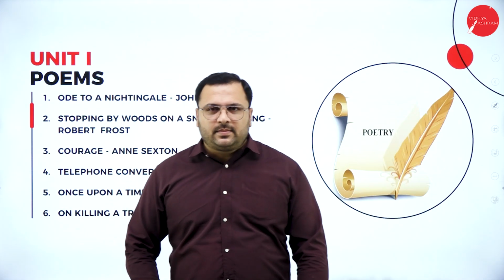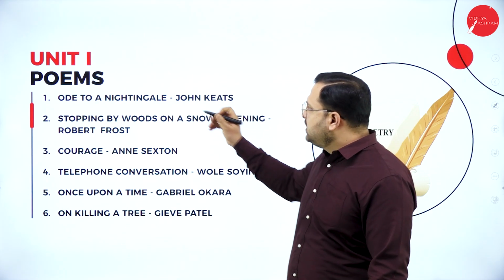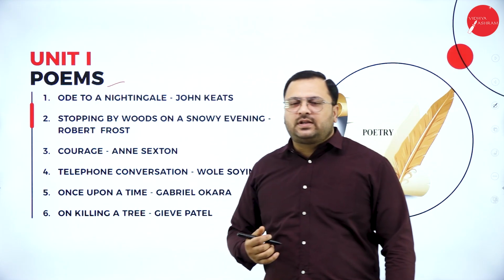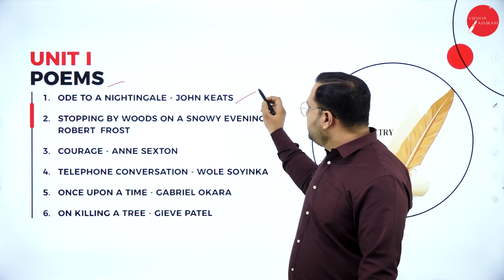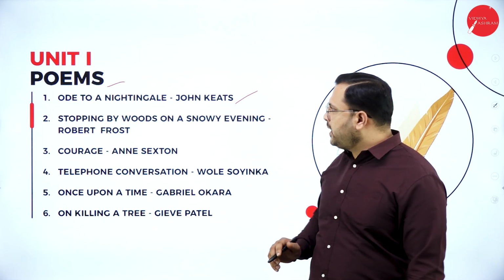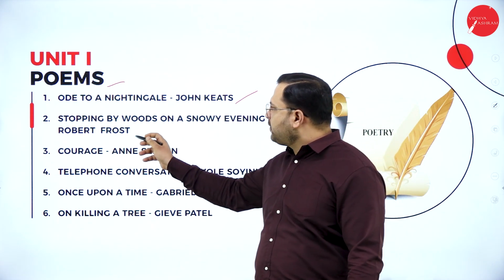Now, your syllabus is divided into 4 major parts. First one among them is poems. You have 6 poems to go through. First one is Ode to a Nightingale by John Keats. John Keats is a romantic poet. Stopping by Woods on a Snowy Evening by Robert Frost.